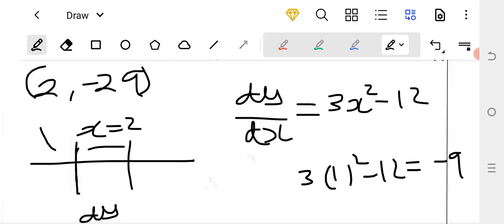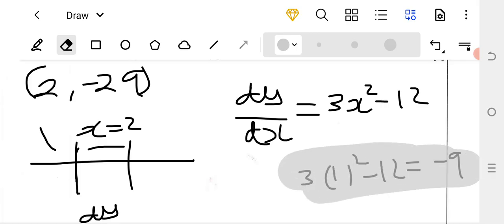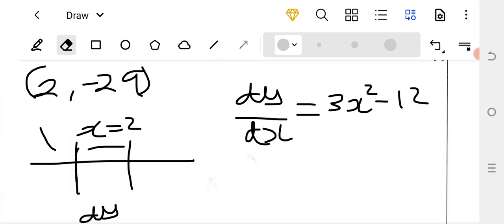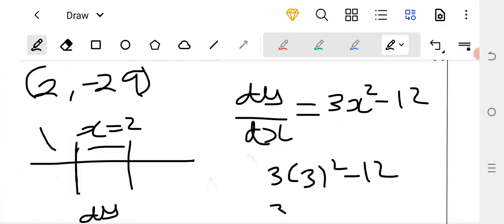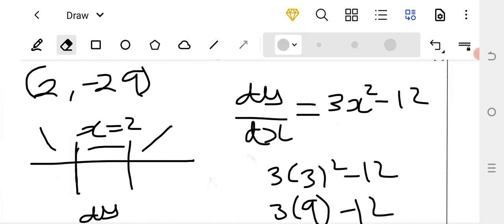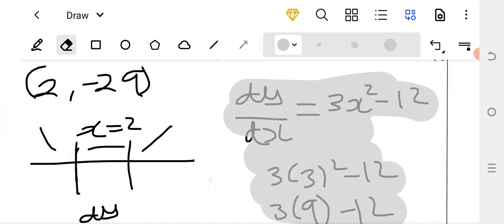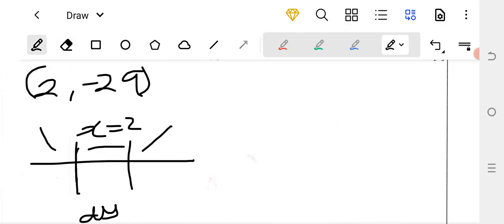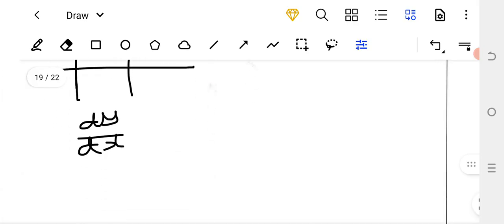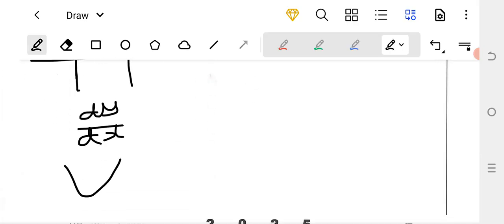Then if we substitute something like positive 3 instead, a number greater than 2, you're going to have 3 multiplied by 3 squared minus 12. Then 3 multiplied by 3 squared is 9 minus 12. So already you know that that's a positive answer. So as you can see, using the dy dx test, which is where I use the gradient function, the curve would look something like this.